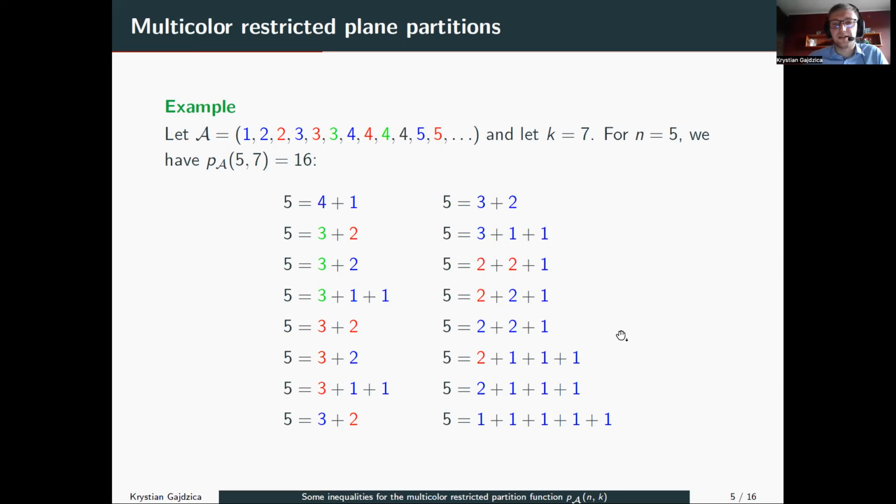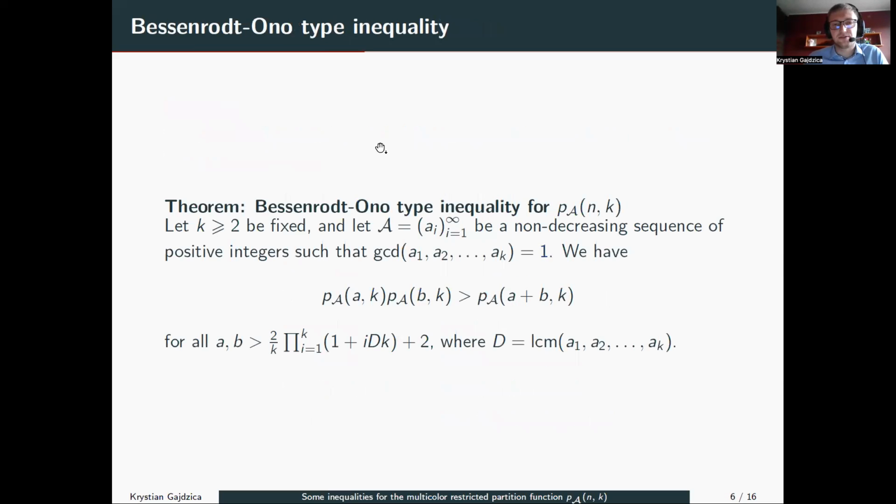deduce, which is related to the Bassenrod-Ono inequality, says that if we assume that k is at least 2 and curly a is a weakly increasing sequence of positive integers with the additional assumption that the greatest common divisor of the first k elements of this sequence equals 1, then the Bassenrod-Ono inequality for the multicolor partition function holds for all a and b strictly larger than the following number.